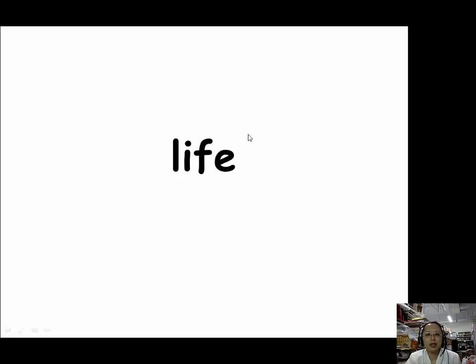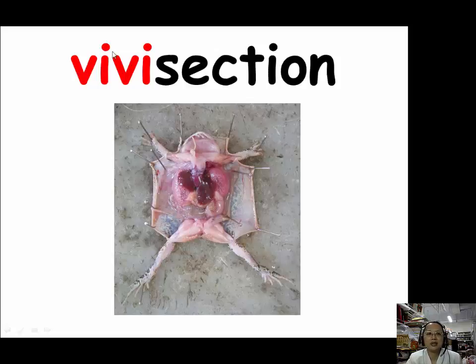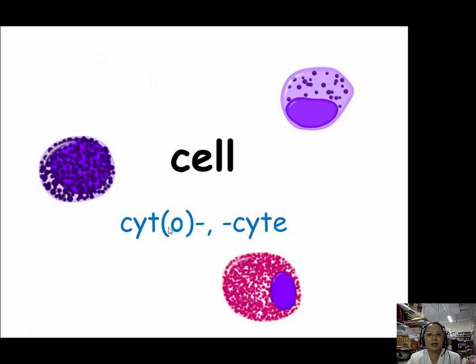Let's review what we've learned. When we want to talk about life, we have three prefixes to use: bio, B-I-O, vivi, V-I-V-I, and zoo, Z-O-O, or zoo. And when we want to talk about things that are alive, we use the prefix vivi, V-I-V-I. Our example, again, is vivisection, which I don't think we need to talk more about.